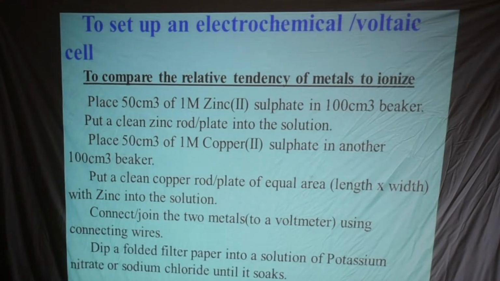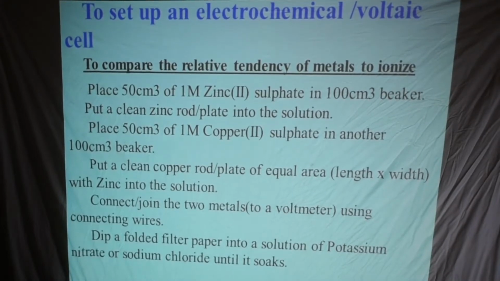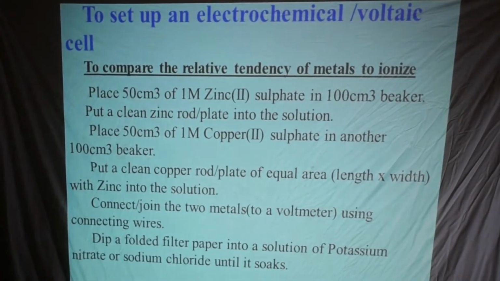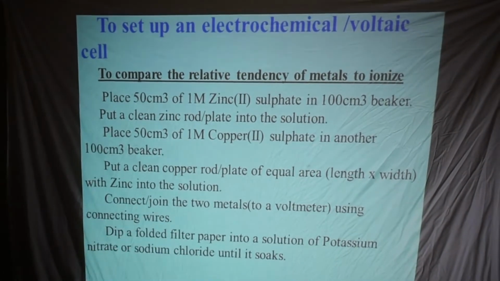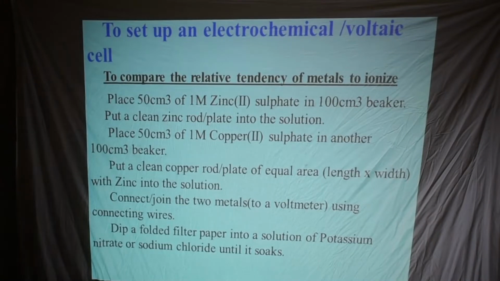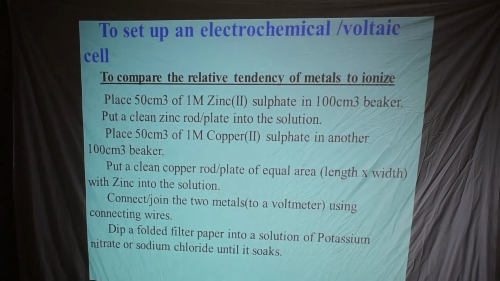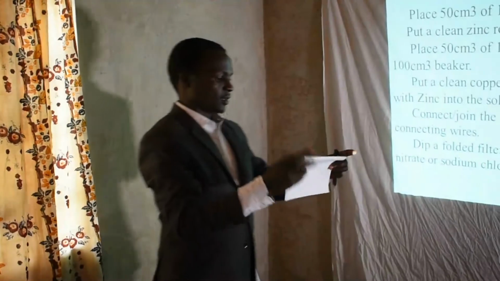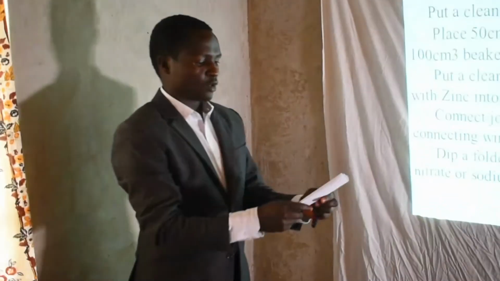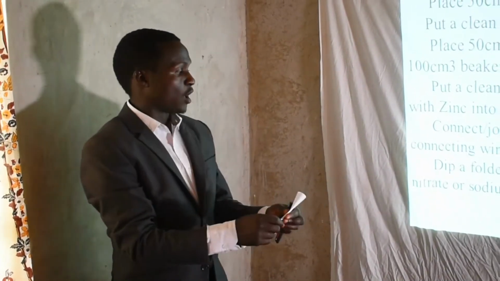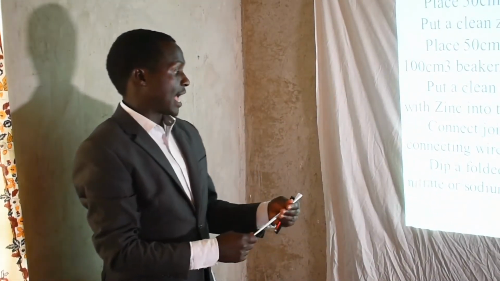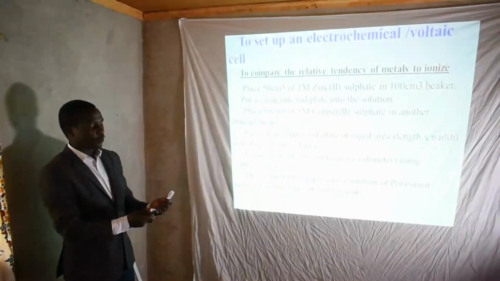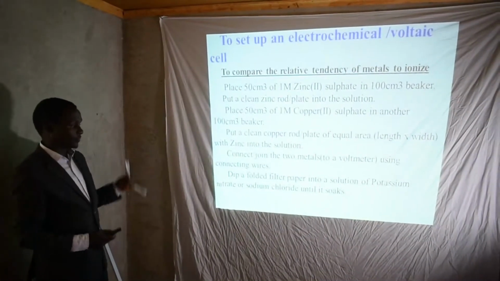Now, dip a folded filter paper into a solution of potassium nitrate or sodium chloride until it is soaked. So you fold a paper just like this, and then you soak it in a solution. This is a concentrated solution of, for example, potassium nitrate or sodium chloride. So you place the paper into that. When you soak this one, there is a purpose for it.